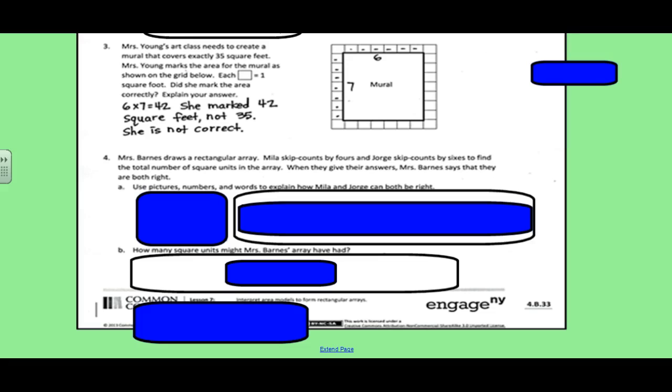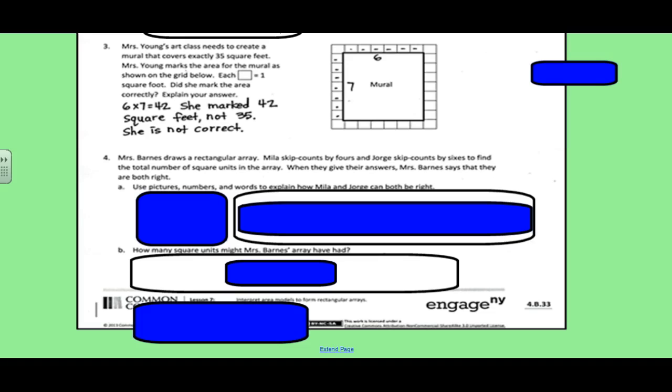Okay, so what I want you to think before you draw anything is think about the side lengths. If one person, Mila, is skip counting by 4, that tells me right there that one side length is going to be 4 because she can skip count by 4s. But if George is skip counting by 6s, that tells me that another side length could be 6. And we know that when we're working with side lengths, all we have to do is multiply those to find the area. So one side length could be 4 and one side length could be 6, and that's going to help you draw your rectangle.